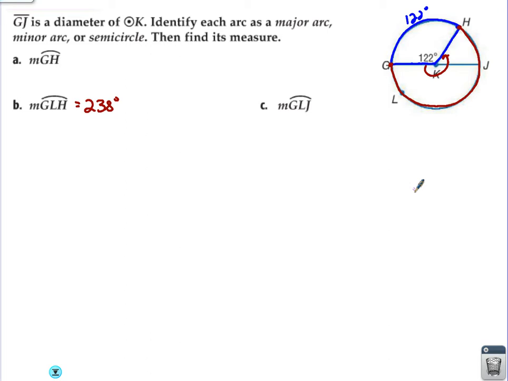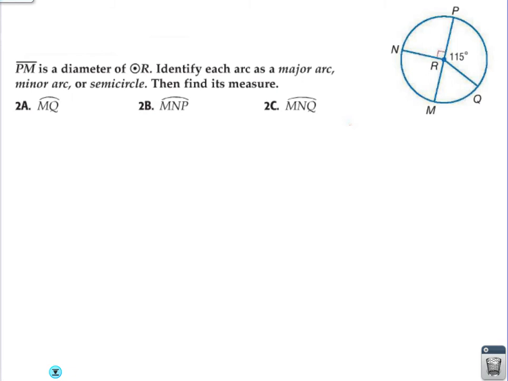Because if I just say GJ there, it could be the top half or it could be the bottom half. So yeah, we're going to need to know the direction there. So GLJ would be the bottom half of that circle. It is half the circle. So therefore, it would equal 180 degrees. Angle GKJ is 180, and arc GLJ is also 180 degrees. That's enough of those.